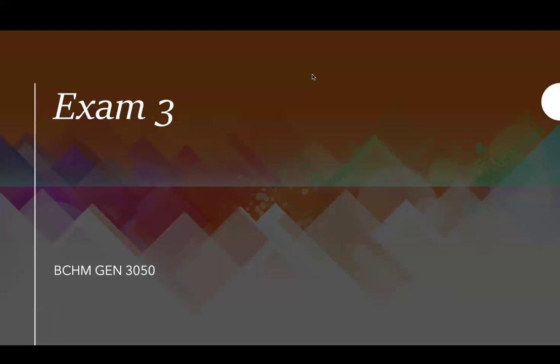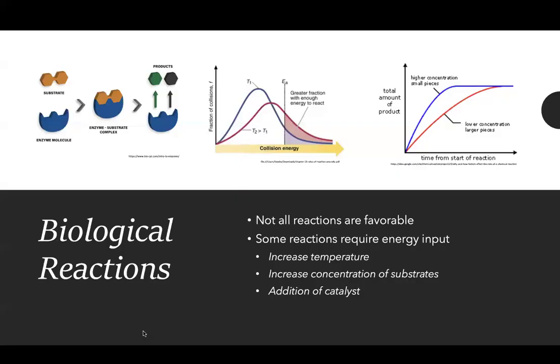All right, so let's jump into your review. So the first section or first unit you covered was about biological reactions and enzymes. So we know that in nature, not all reactions are always favorable by themselves. Not every reaction is exothermic, for example. Oftentimes, we require energy input for reactions to happen, or some reactions are spontaneous, but they are really slow.